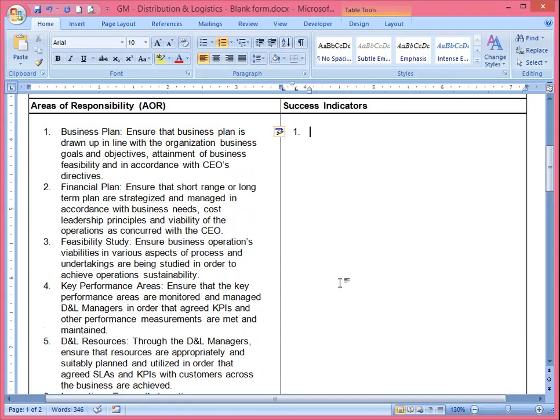What would you have as success indicators for the business plan? Let's just say excellent plans. Of course, it should always be excellent. Excellent plans are produced, basically supporting what? The other business, of course.